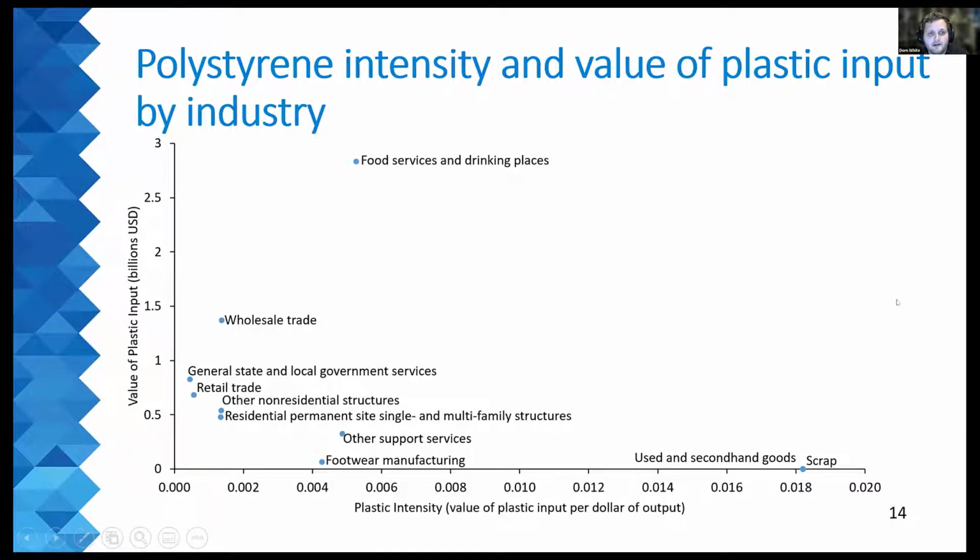Now looking at polystyrene, again, there's a clustering in the bottom left-hand corner with 2 outliers with regards to high plastic intensity, and that's used in second-hand goods and scrap, but not surprisingly, they have quite a low value of polystyrene as an input. The industry that would probably be the most efficient to target is food services and drinking places, which is not a surprise given that polystyrene is mainly used to create disposable coffee cups and disposable dinnerware.